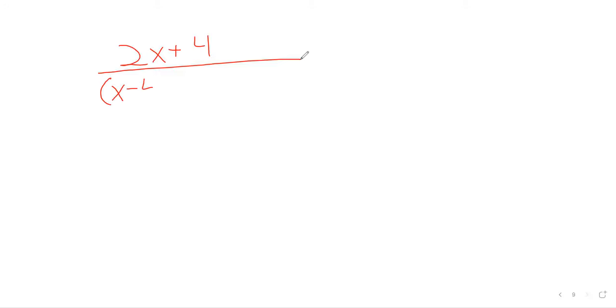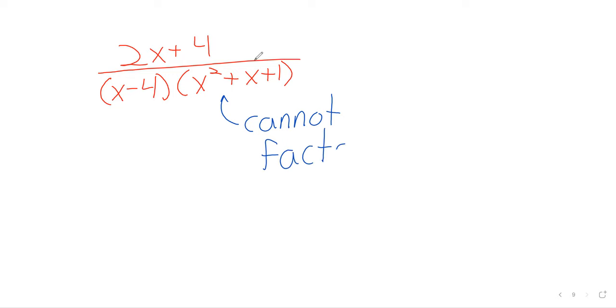So our remaining case is if we have something that looks like this. We factor the bottom, we factor the denominator, as far as it will go. And we end up with a quadratic, and that quadratic does not factor over the real numbers. It does not have real roots.